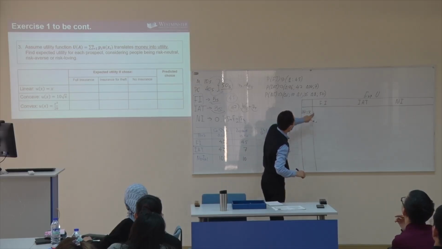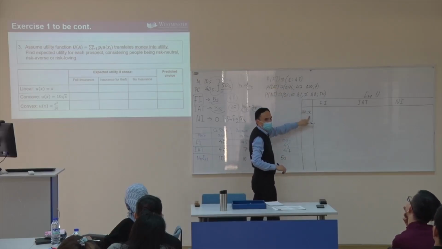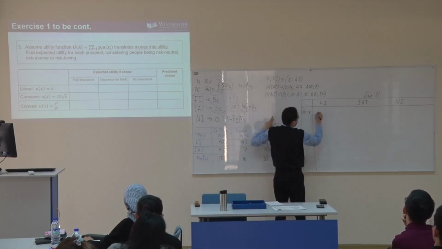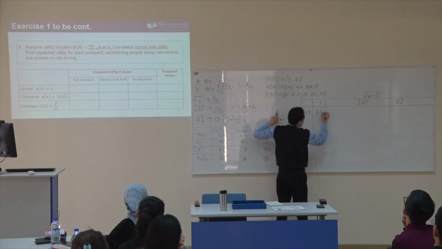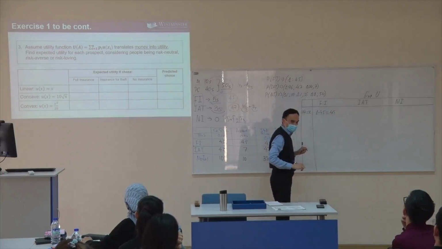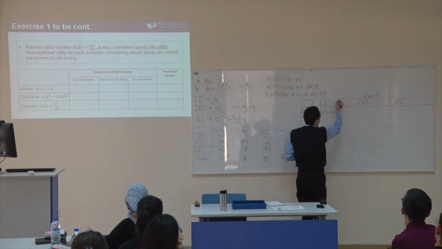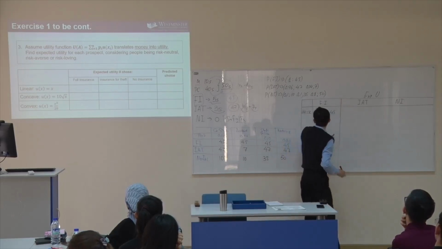If you are going to find expected utility from full insurance, because it's linear, we have to multiply that 100% probability by 45, yes? Which is equal to 45. So expected utility is 45. Good. We are done with it. Next one. So second one.